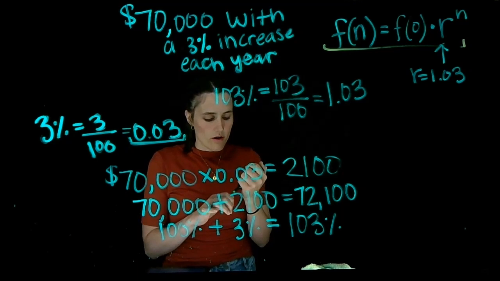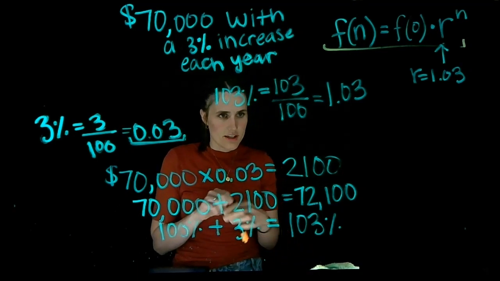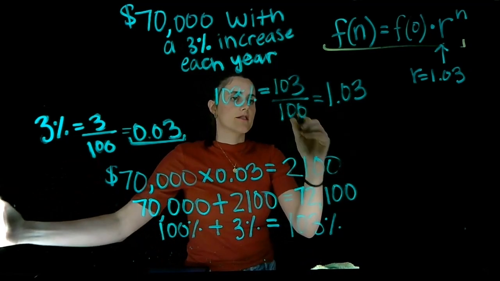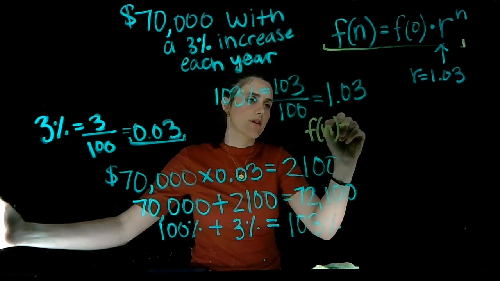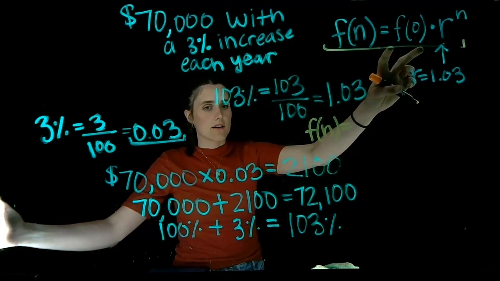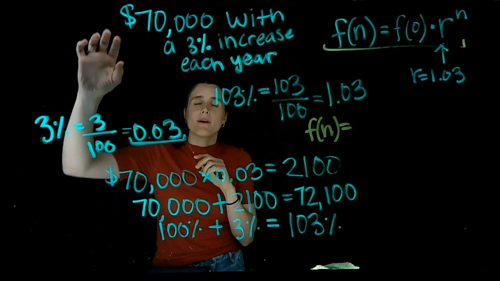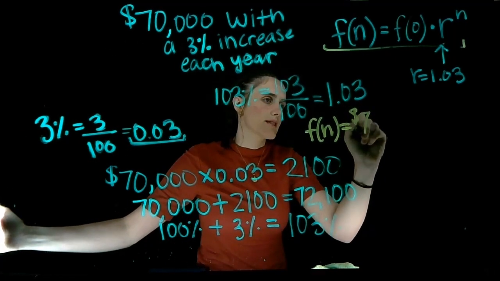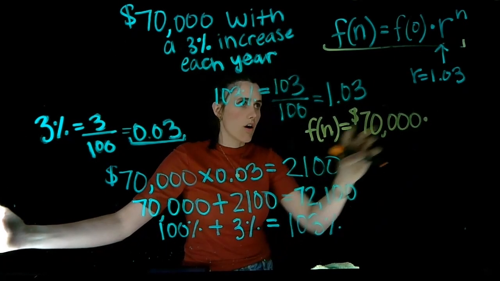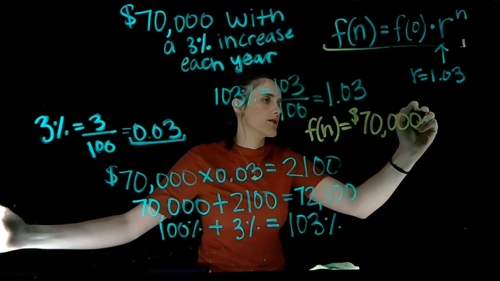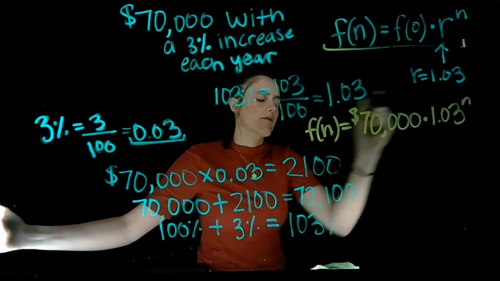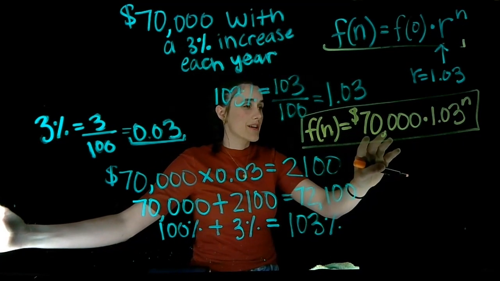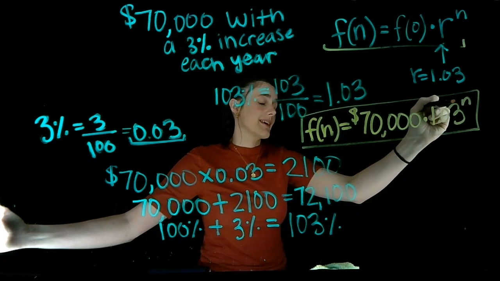So if I want to go write that in an equation, I now have all the pieces that I need. So I can have f of n is going to be equal to f of 0. And we know that f of 0 is the amount of money that we'll be making when we very first start our job. So that will be $70,000 times our multiplier, or our common ratio, which is 1.03 to the power of n. So with this equation, we could figure out how much money we would make in n years, right?